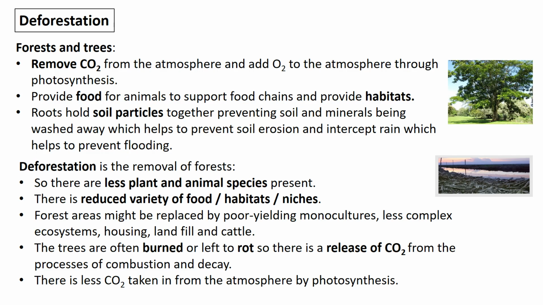Obviously, chopping down trees, they would have provided food and shelter for animals, and their roots also hold soil particles together, which helps to prevent erosion. So when we start to carry out deforestation and remove the forests, there are going to be fewer plant and animal species present because there's less variety of foods and habitats. The forest areas might also be replaced by buildings, by poor yielding monocultures, agriculture, landfill, cattle, all those sorts of things.